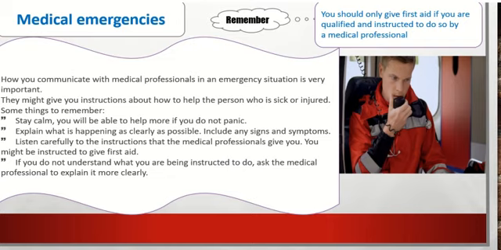Listen carefully to the instructions that the medical professional gives you. You might be instructed to give first aid. If you don't understand what you are being instructed to do, ask the medical professional to explain it more clearly. Remember, you should give first aid only if you are qualified and instructed to do so by a medical professional.